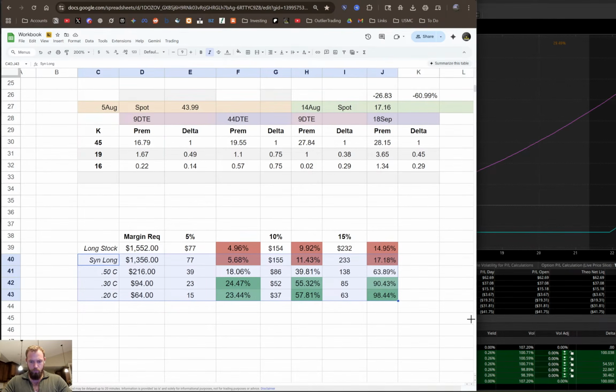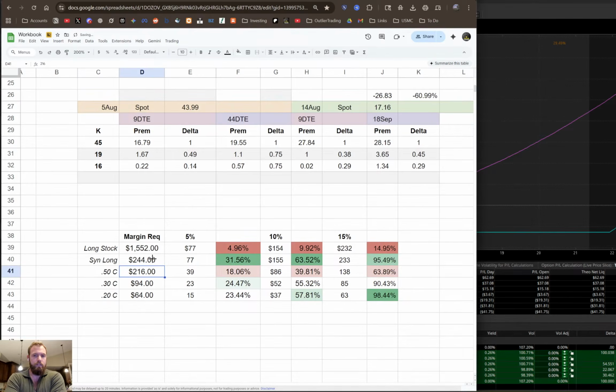In Wolf, if I go out to 16 Jan and I look at what were we talking about? The 16 put, and I sell that. In a portfolio margin account, it's 244 bucks. So let's say your margin requirement is there. That can massively, massively change things.